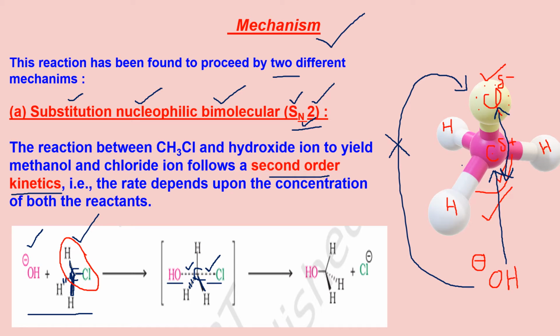So we call this an intermediate, which is unstable, because carbon can make only 4 bonds and here it is showing roughly 5 bonds, if not completely. So this cannot be stable. Then finally what happens? The bond between C-Cl breaks, Cl minus is set free, and OH and carbon make a proper bond and we get this alcohol. Simple reaction.